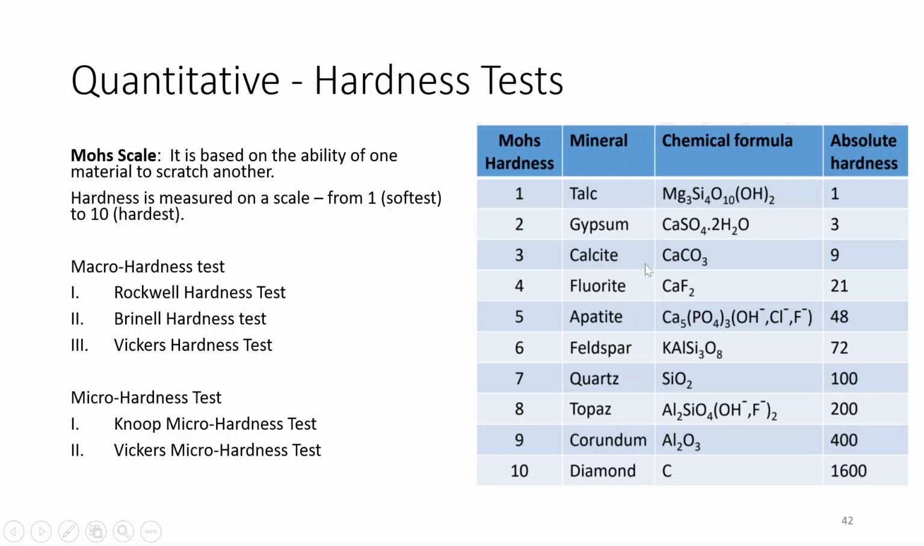You can be asked about these in questions as well, so you should remember some of these Mohs hardness values for these minerals. Diamond is 10, talc is 1, then you have gypsum, calcite, fluorite, apatite and feldspar, quartz, topaz and corundum.